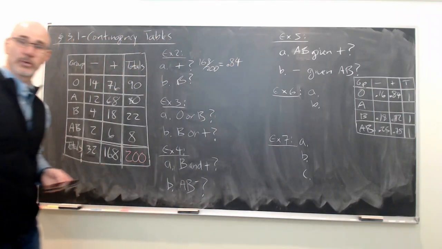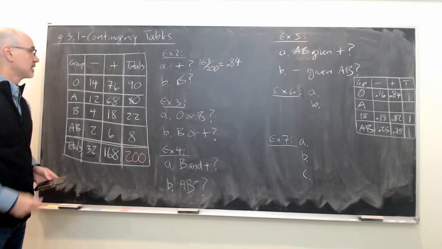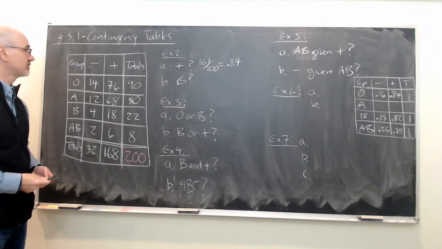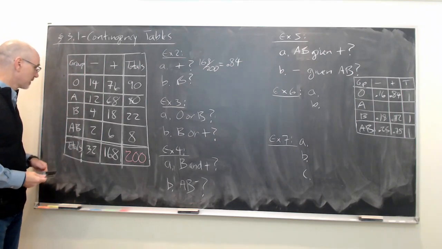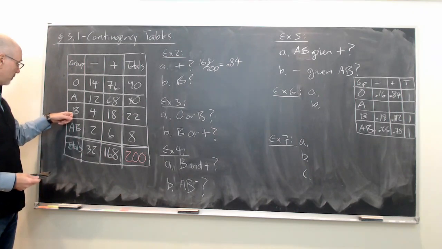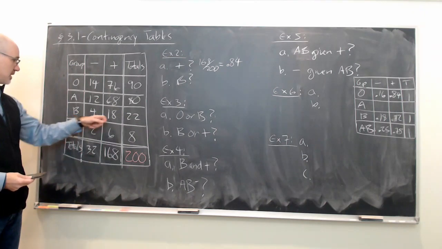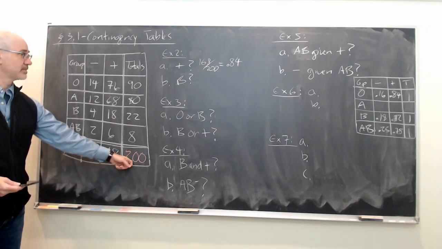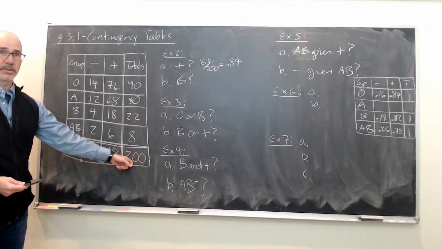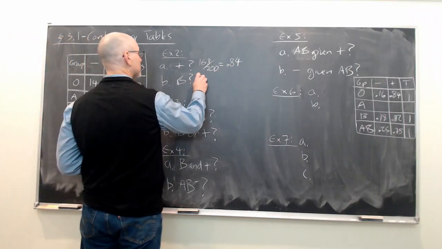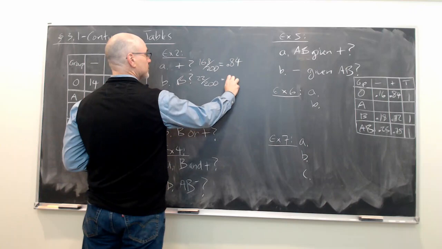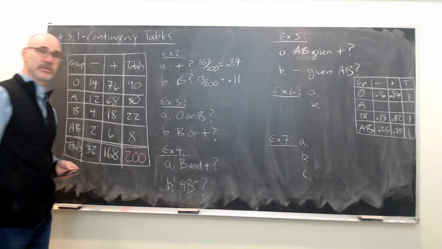or 84%. The second part of this one is to figure out the percentage or proportion of folks that have blood type B. Here we look along the column for B. We know we have 22 total that have that type. Divided by the total number of folks, we get 22 over 200, which is about 11%.